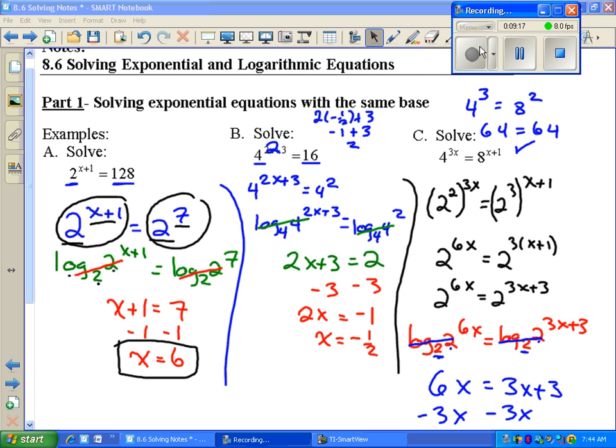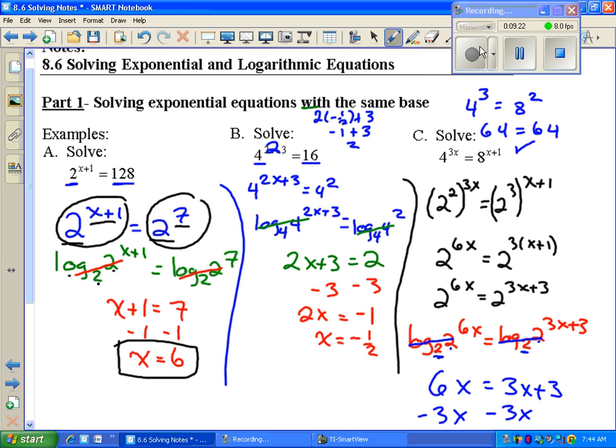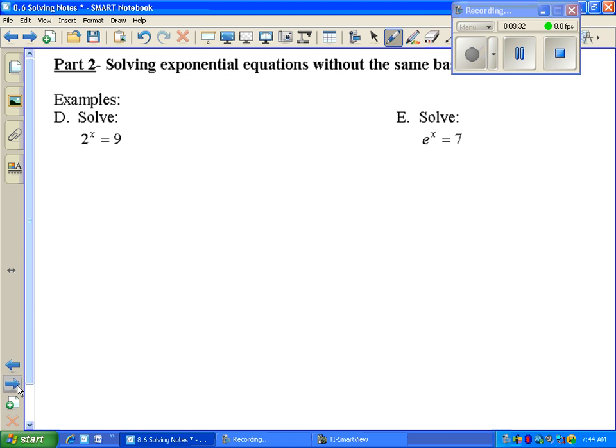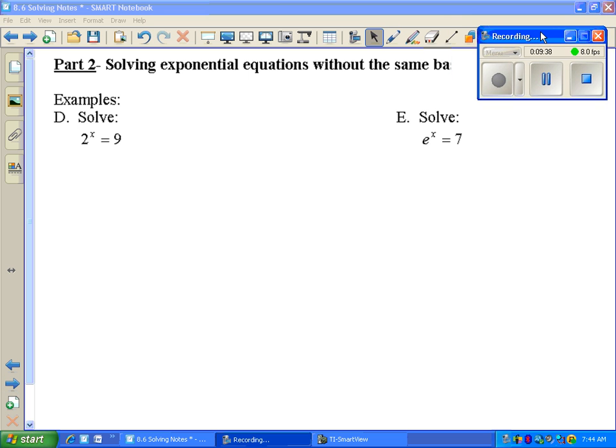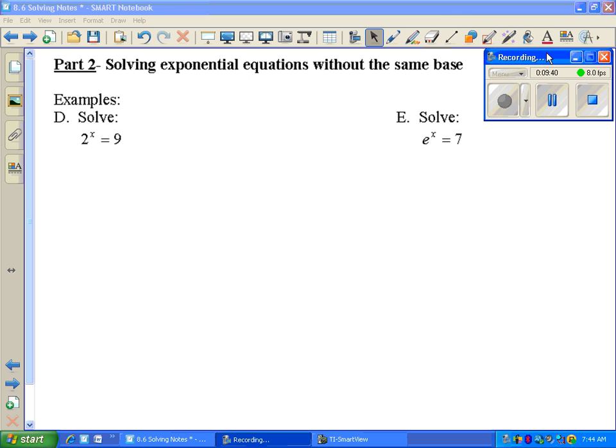So the basis of how these work is that I had to have the same base. The bases had to be the same on these problems. What if my bases aren't the same? What will happen to my problems now? Let's look at a couple more examples. Solving exponential equations without the same base. And I promise you that does say without the same base. Well, let's try a couple of these.